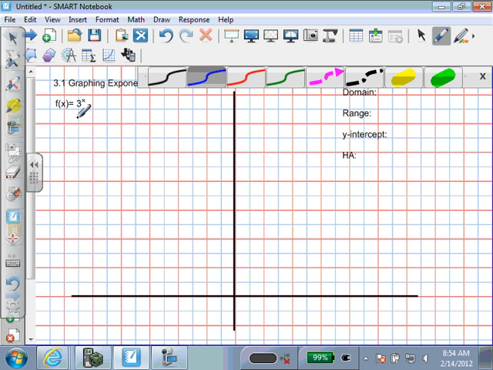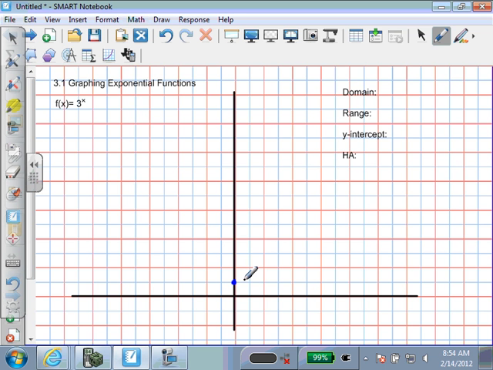3 to the 0 power, well, anything to the 0 power is 1. 3 to the first power is 3. 3 to the second power is 9. 3 to the third power is 27, which is already off the page. You'll notice that there is very rapid growth here. 3 to the fourth power would be 81. 3 to the fifth power would be 243.